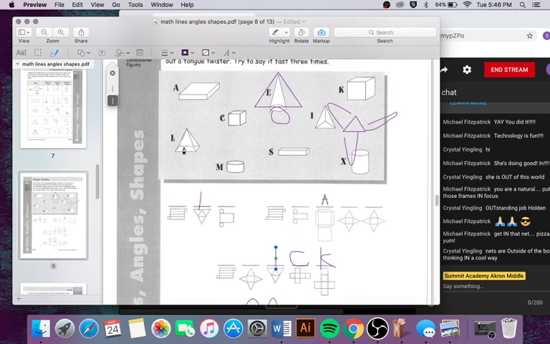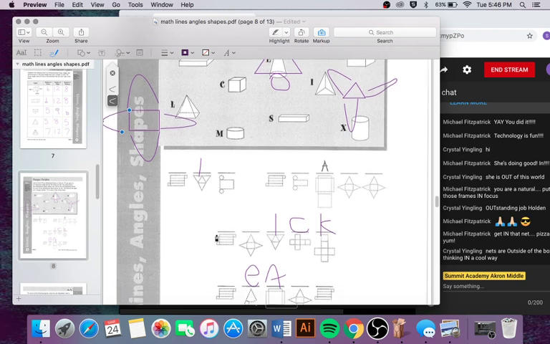Okay. L is another pyramid, so it'll be the same. It has a rectangular base. So it'll be rectangular, and then it'll have the triangles that come out on all the sides. I don't know if I have enough room to draw this one. Okay. So it'll look something like that.